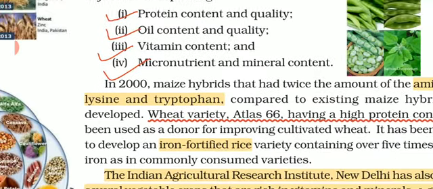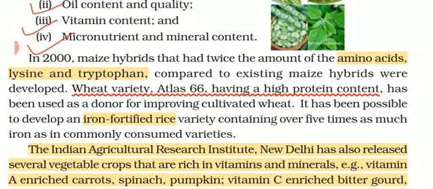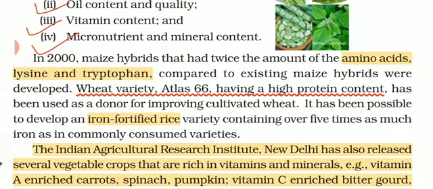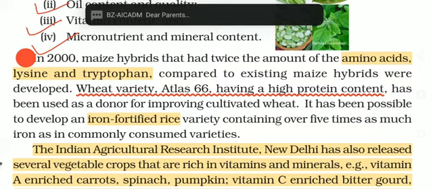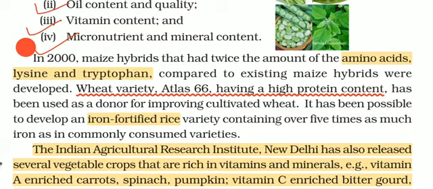Now, let's come to this paragraph. Here they have talked about how in 2000, maize hybrids were developed that had twice the amount of amino acids. Proteins are only made up of amino acids. Amino acids such as lysine and tryptophan are rich in maize. All the corn crops are rich in lysine and tryptophan compared to the existing ones. So how were they increased in 2000? With biofortification.